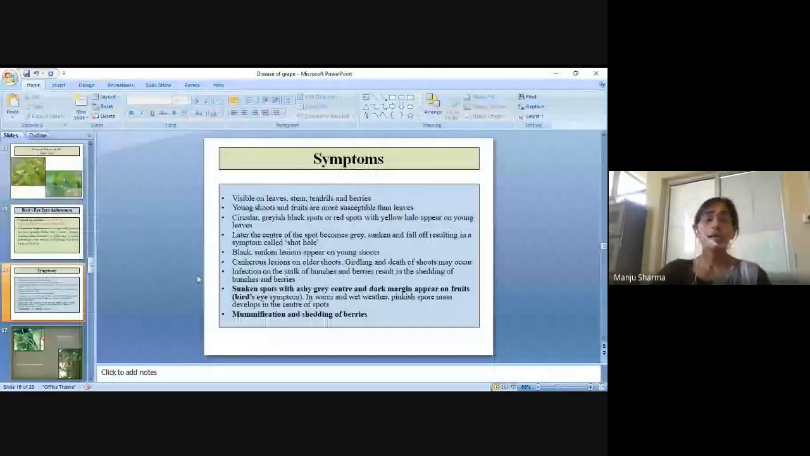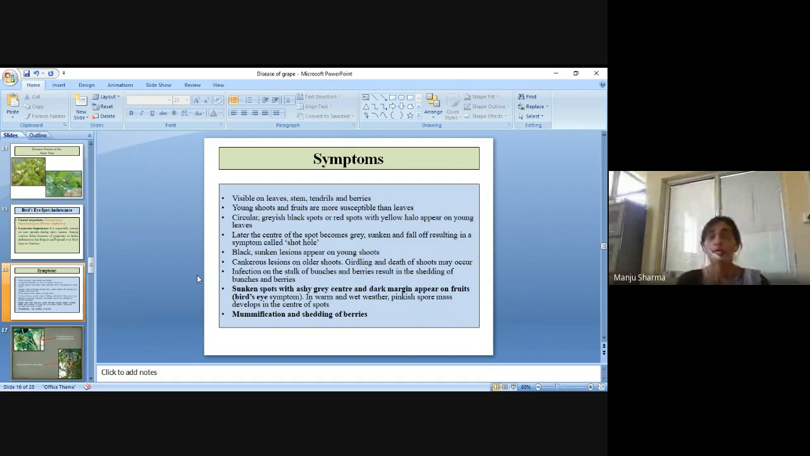The symptoms are visible on leaves, stem, tendrils and berries. Young shoots and fruits are more susceptible than the leaves. Circular grayish black spots or red spots with yellow halo appear on young leaves. Later the center of the spots becomes gray, sunken and falls off, resulting in a symptom called shot hole.